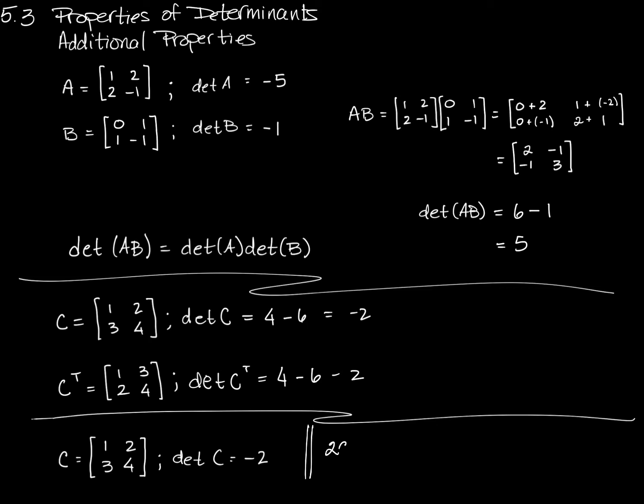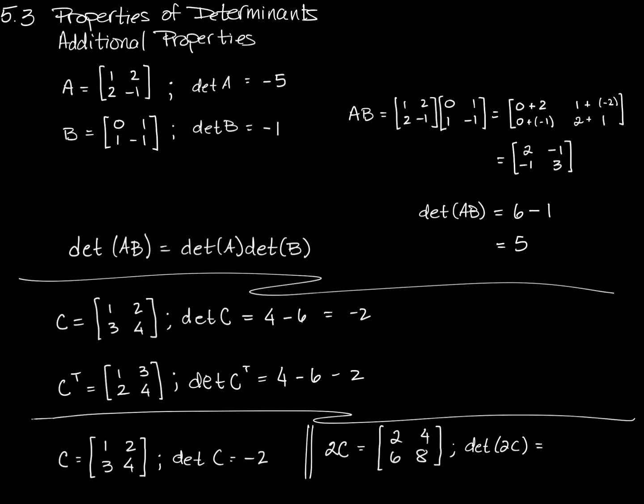I'm going to take 2C, which is the matrix 2, 4, 6, 8. The determinant of that, let me write that differently, the determinant of the matrix 2C. Now that's a new matrix. I'm just retaining its name 2C instead of calling it D, for example, because that helps me know where it came from. It came from multiplying the matrix C by 2, which is scalar multiplication.